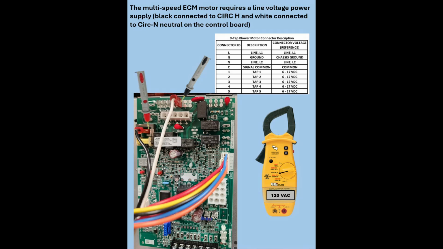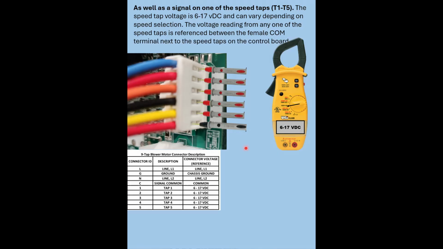So the multi-speed ECM motor requires a line voltage power supply, black connected to the Circ H and white connected to the Circ N, neutral on the control board, as well as a signal on one of the speed taps, T1 through T5. The speed tap voltage is 6 to 17 volts DC and can vary depending on speed selection.